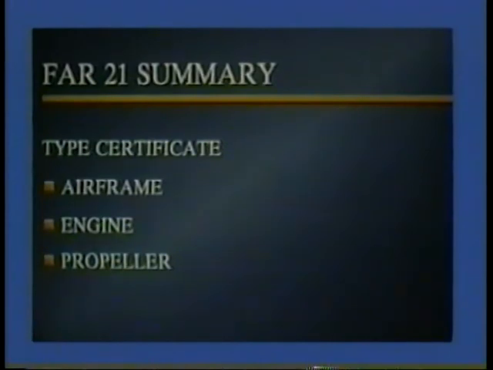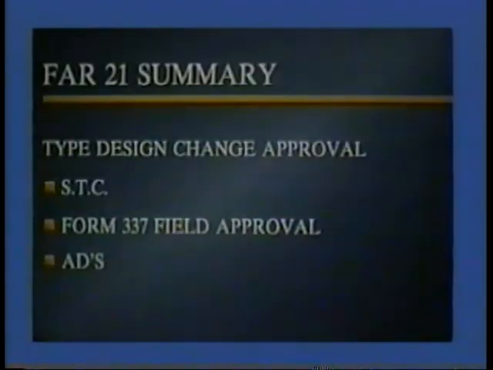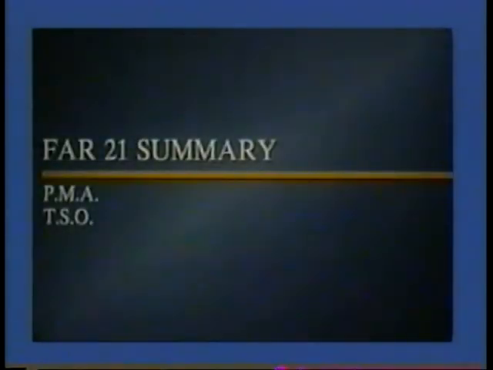In summary, FAR Part 21, Certification of Parts and Products, sets up the procedures for type certificates for airframes, engines, and propellers. The three ways we can change type design are STCs, Form 337 field approvals, and airworthiness directives. The Parts Manufacturer Approval, PMA, and the Technical Standard Order, TSO, are the two common forms of FAA approval for aircraft parts.